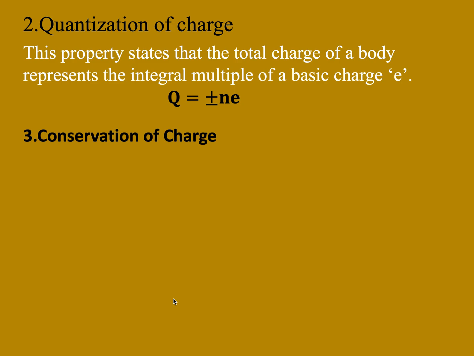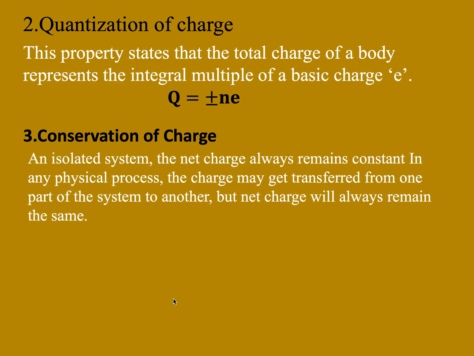Conservation of charge is the third property. In an isolated system, the net charge always remains constant. In any physical process, the charge may get transferred from one part of the system to another part, but the net charge always remains constant. Here I can give you an example. If we consider a glass rod and a silk cloth, initially before rubbing, the net charge is 0. That means the total charge on the glass rod is 0, and the total charge on the silk cloth is also 0. So they are neutral bodies.